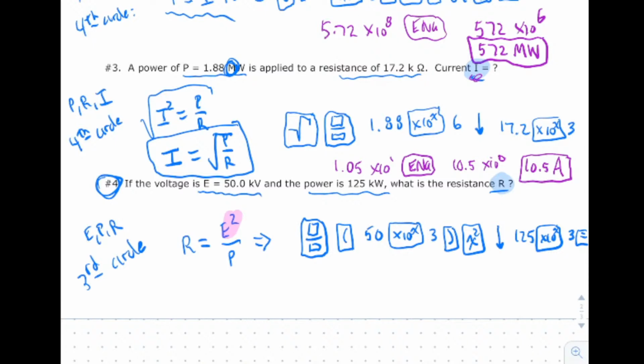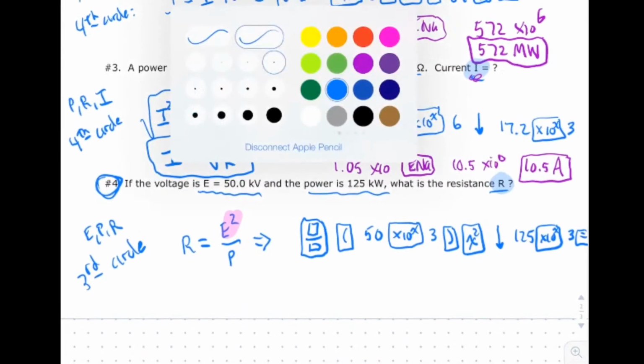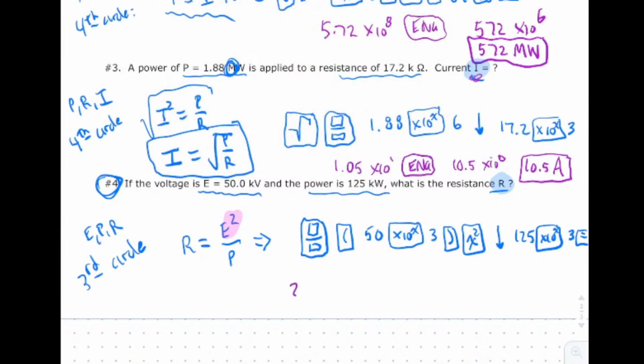So, fraction key first. Open a parentheses. 50 times 10 to the 3. Close parentheses, square that. Arrow to the bottom. Put 125 times 10 to the 3 equals. And I don't have to hit SD. It's not giving me a fraction. But what is it telling me? Okay, it's telling me 2.00 times 10 to the 4th.